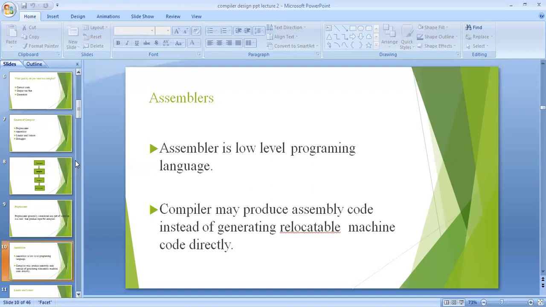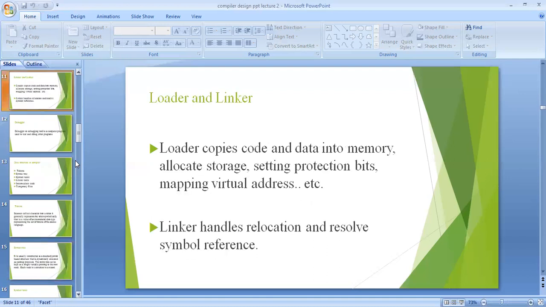So what is the assembler doing? Assembler is a low level programming language that is used to change the code into assembly language. After changing the code into assembly language, it loads the code or program into memory. So this is the loader and linker.